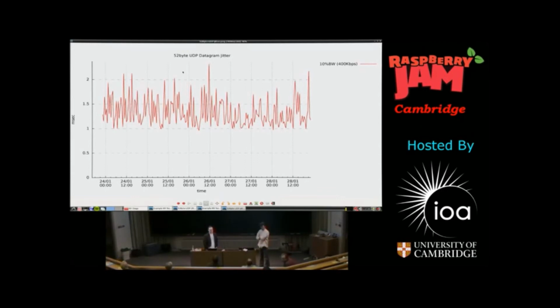A 1 millisecond jitter. That is quite impressive for a radio network, isn't it? Yeah. Between Cambridge and Germany. And yet I still can't get Google up on my phone.